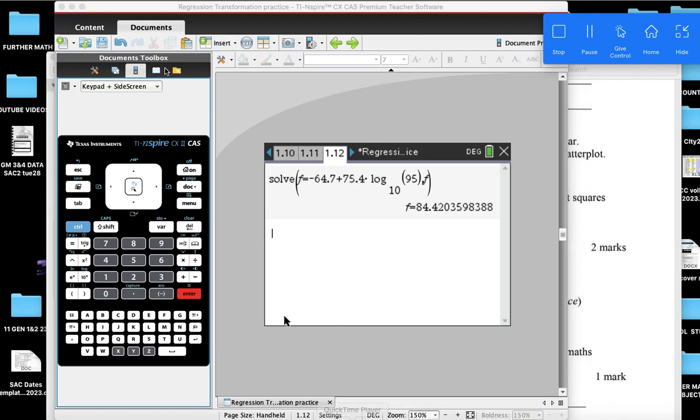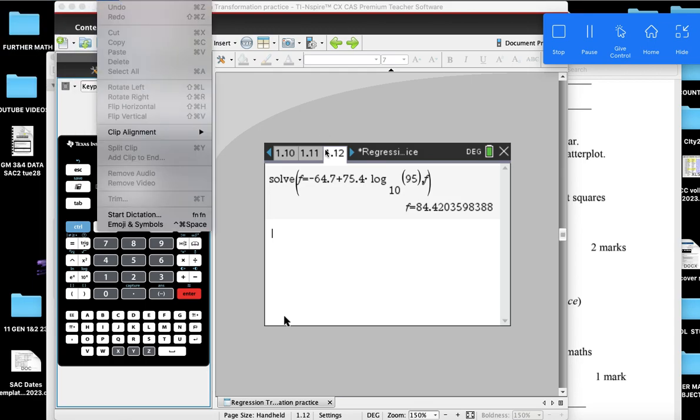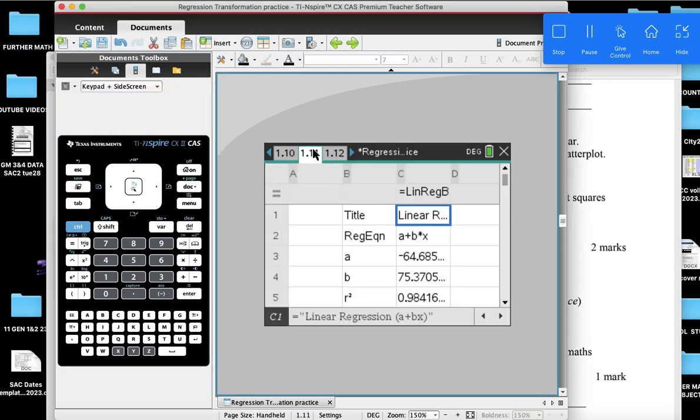All right. So if more than one transformation produced linear, you then go to the R squared to pick which one's best.